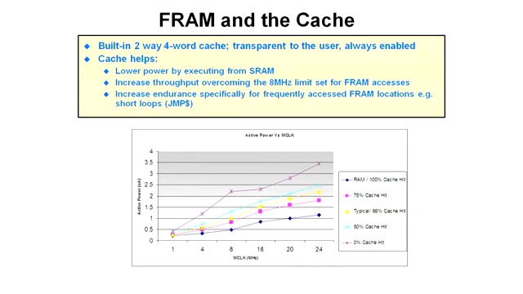The cache also increases the throughput by overcoming the 8 megahertz limit on FRAM accesses, and it can increase the endurance, specifically for frequently accessed locations and very short loops.